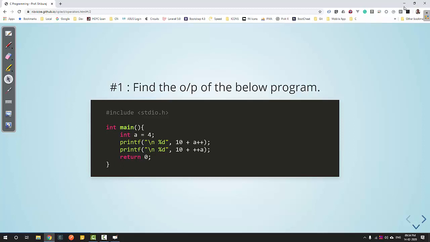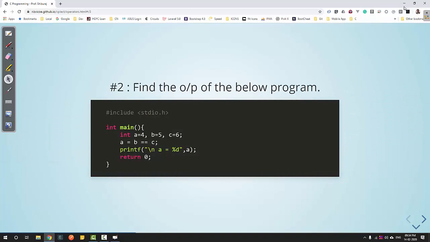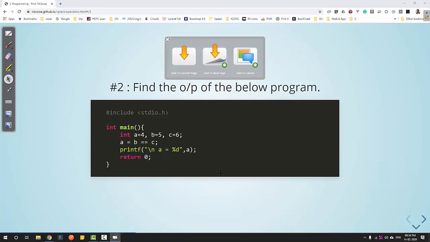So now if I go back to my page, here I have mentioned all the outputs in the below slide, and if you look at it, we have the first output as 14 and the second output as 16. Similarly, let's take another example. So the next example, again, let's take this inside our board.